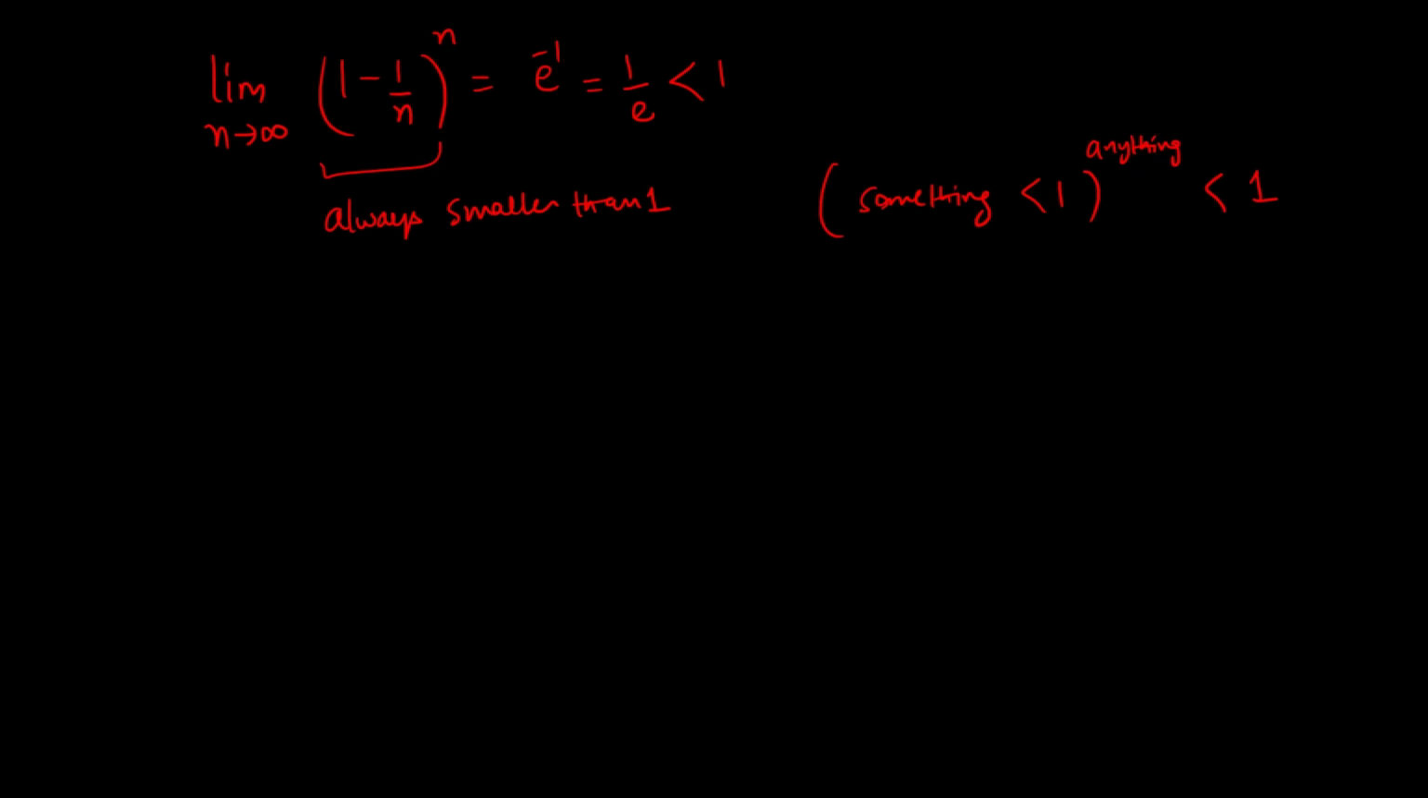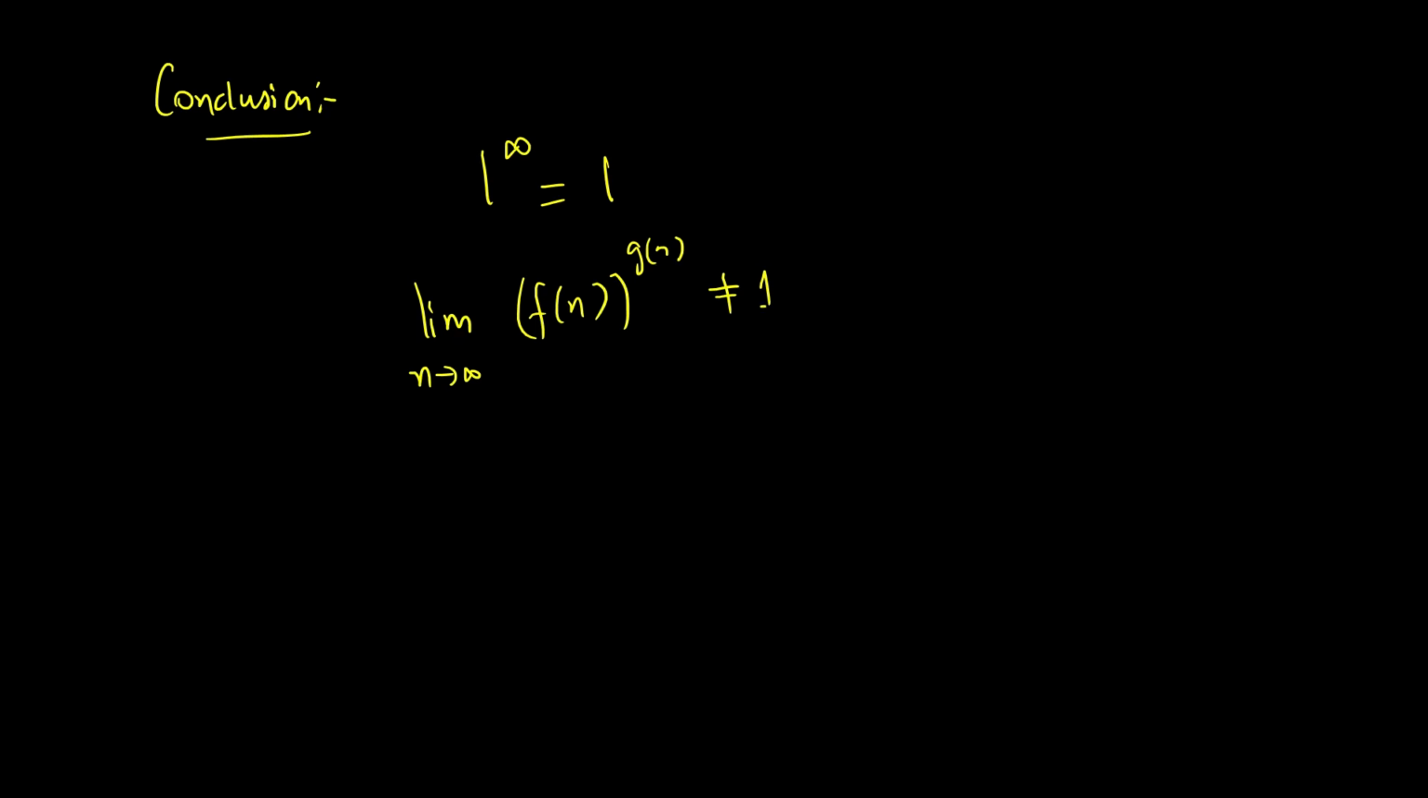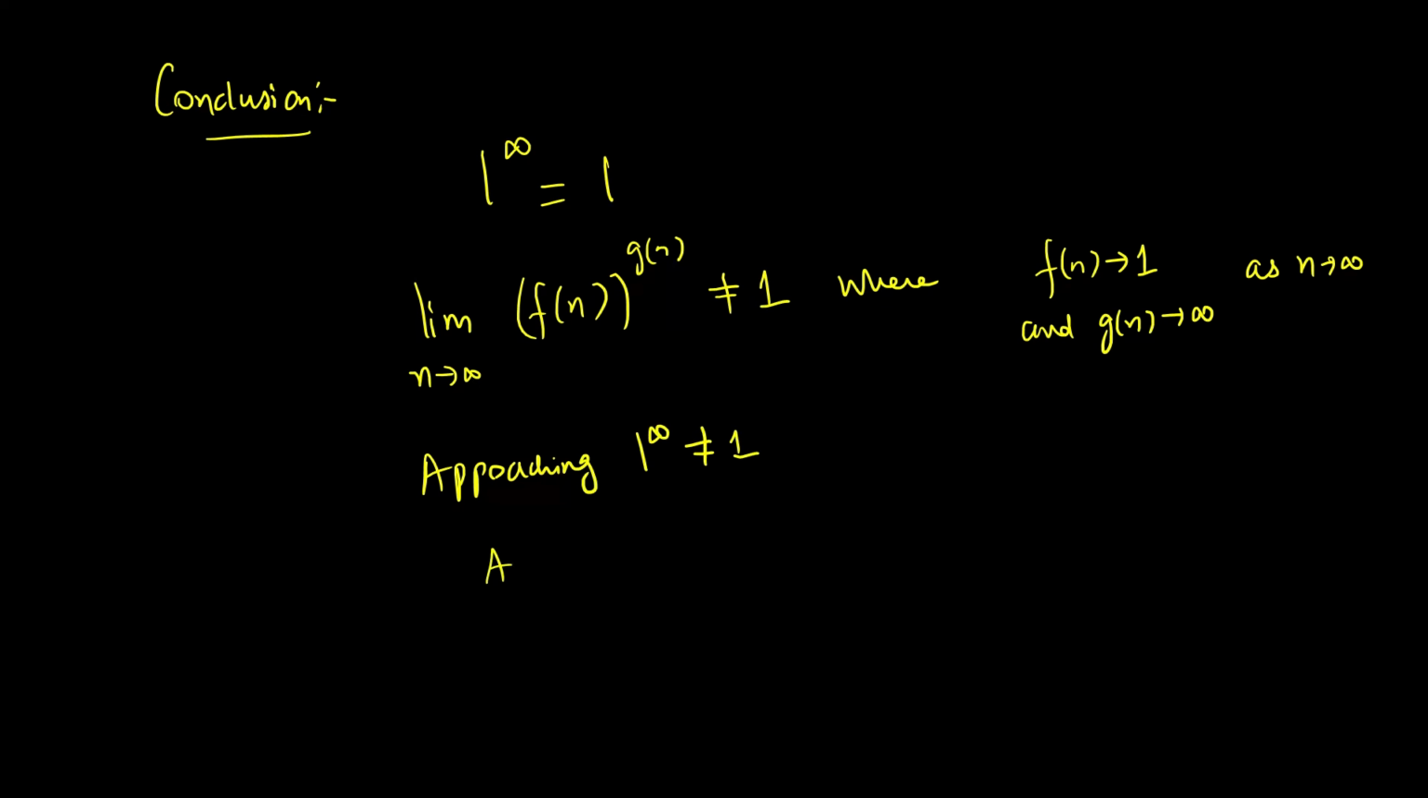So what's the conclusion now? The conclusion is: 1 to the power infinity is 1. But limit n goes to infinity, fn to the power gn, where fn is approximately equal to 1, or you can say this is approaching 1, and gn is approaching infinity as n goes to infinity, that limit is not always 1. That means we can say approaching 1 to the power infinity is not equal to 1. So approaching 1 to the power infinity is actually an indeterminate form.